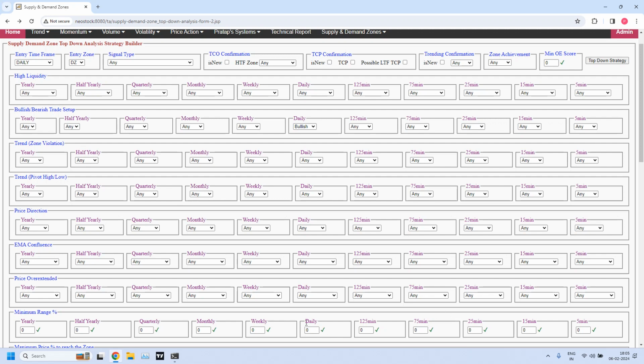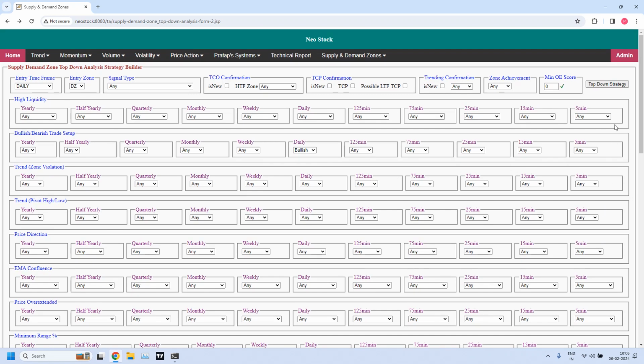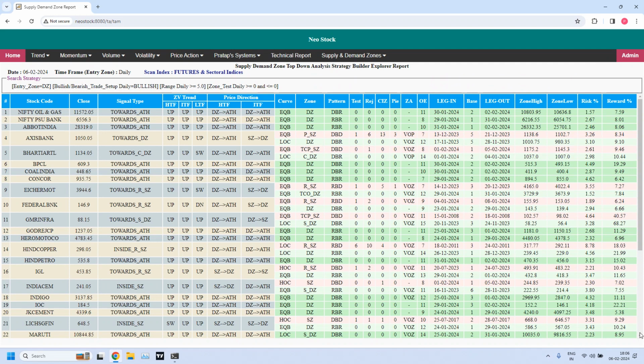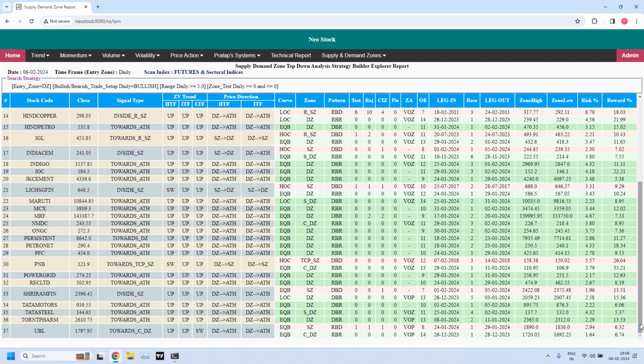On daily time frame, I am adding the value 5. Now only those demand zones having a minimum of 5% reward, maximum anything. See, now the list is further reduced. Let me scroll down. Now it has come down to 37. But even then, 37 is also a big number. So what is the next parameter we have to see?